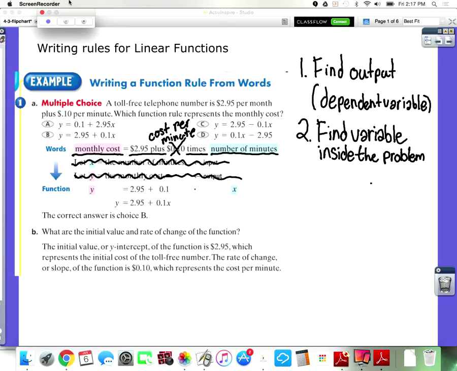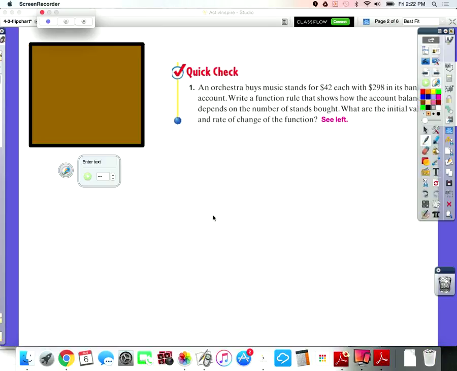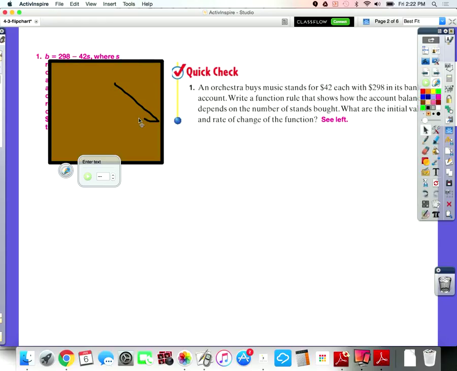Okay. Pause it and go to the next page. Move the brown box and then also click that arrow up so that it's not over the words.